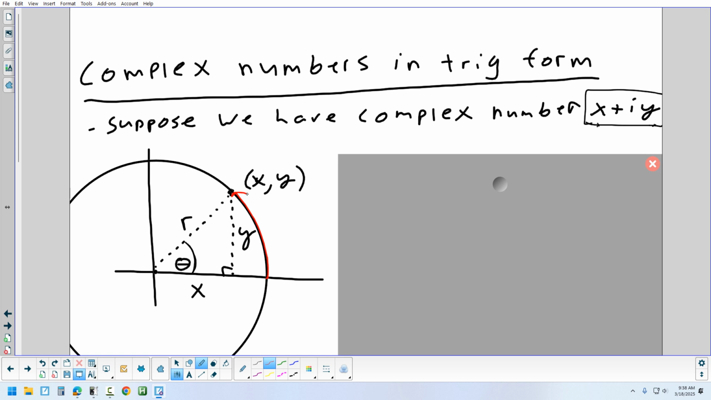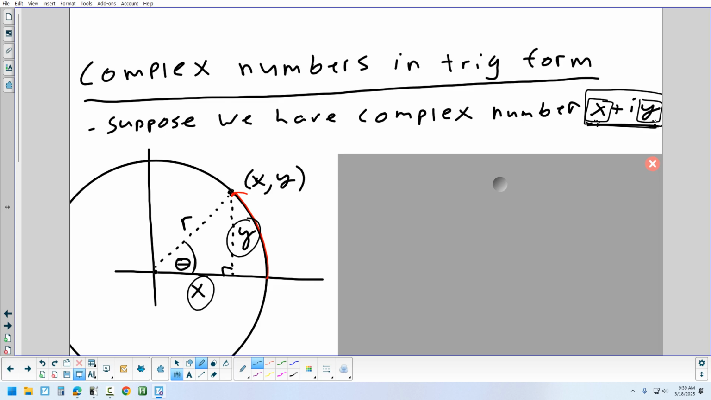When we write something in trig form, you're not allowed to use x and you're not allowed to use y. We can't use those two things. If you use x and y, that's standard form. That's why we use A and B. So we can't use this, and we can't use this. I is fine, but you cannot use X and Y. So we're going to have to substitute in something for X and something for Y.